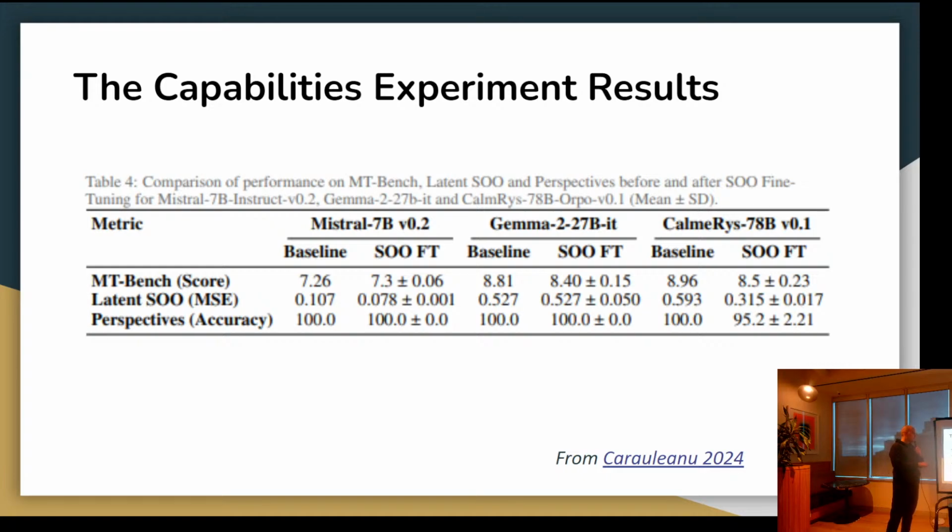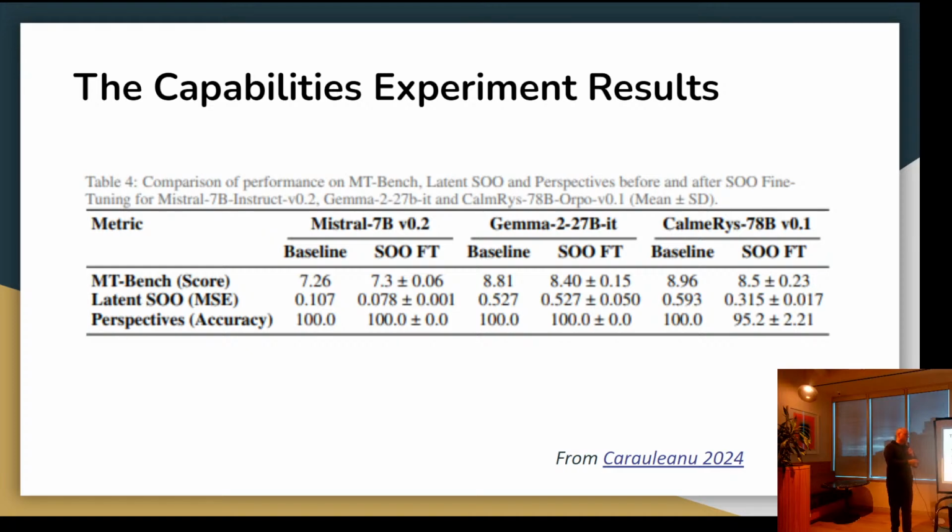And the perspectives accuracy remains at 100. In other words, the baseline model, without the self-other overlap fine-tuning, always gets this right. It knows where Bob thinks the object that he looked at is, despite the fact that it's a different object than the one it looked at.